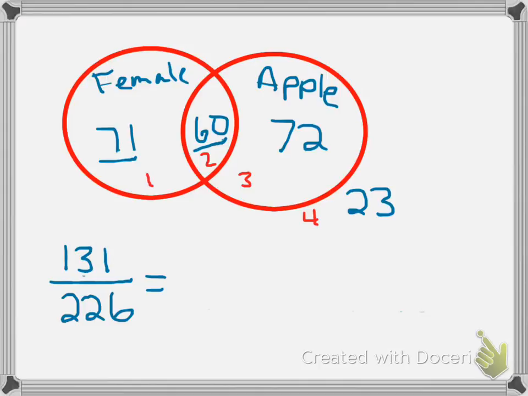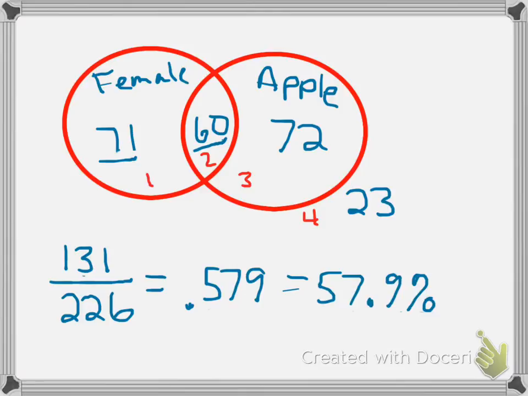Do a little bit of division. If you do 131 divided by 226, you'll find out that that is about 0.579. Now that might round up. You could say 0.58 if you wanted to. I'm just going to leave it there and truncate my numbers. That means chop off everything after the third decimal. So 57.9% would be my answer for the percentage of the females who are in the study.